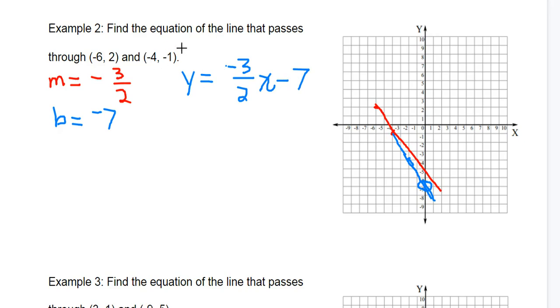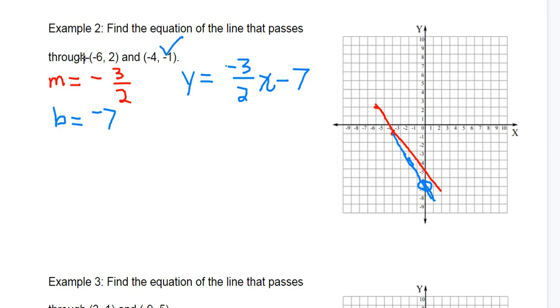And we can check our equation again. Let's go ahead and plug in this first point right here. I plug in -4 and -1. So -4 times -3 is going to give us +12. +12 divided by 2 is going to give us +6. -7 gives us -1. So it works for that point.